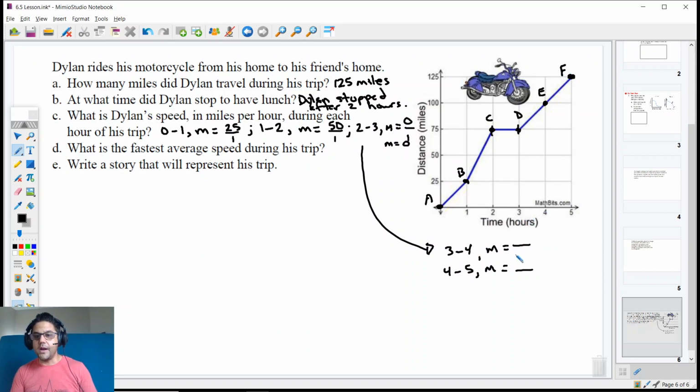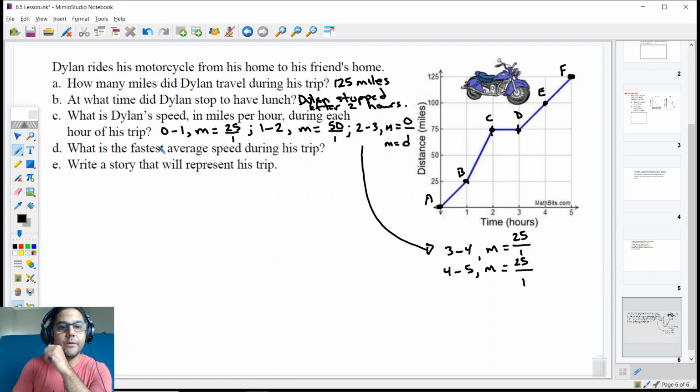So from 3 to 4, again, which is an hour, he went from 75 to 100, which is 25 miles, so 25 miles per hour. And then from 4 to 5, again, that's still 1 hour. He went from 100 to 125, so that's still 25 miles per hour. So most of it, he was going 25 miles per hour, but he got this nice open stretch, got to go 50 miles per hour, stop for lunch, 0 miles per hour.